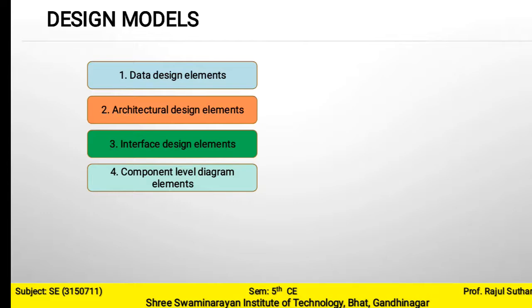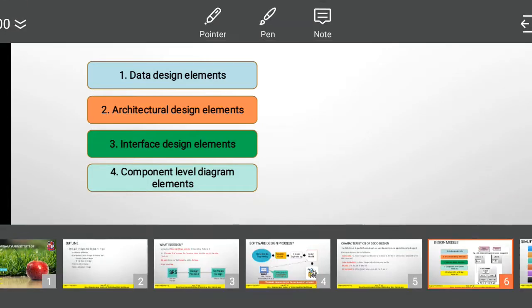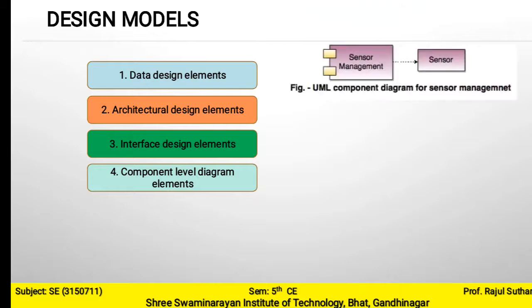In the context of object-oriented software engineering, a component is shown in a UML diagram; the UML diagram is used to represent the processing logic. So here, the UML component diagram for sensor management is one example of a UML component level diagram.